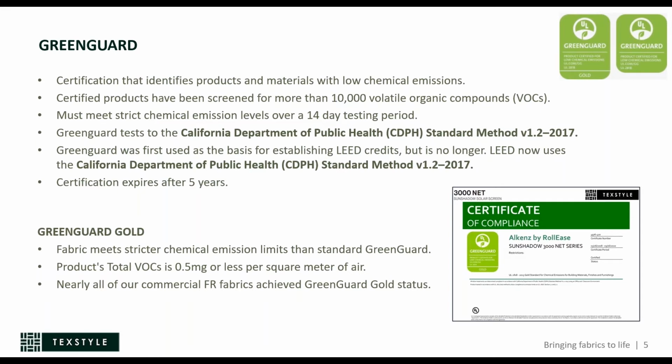Now, what is GreenGuard Gold? Having GreenGuard Gold means that the fabric meets their stricter chemical emission limits. It's the best GreenGuard result you can achieve. You achieve this status if that CDPH test method yields a total VOC result of 0.5 milligram or less per cubic meter of air. Did you get all that? That's very little total VOCs in the air.